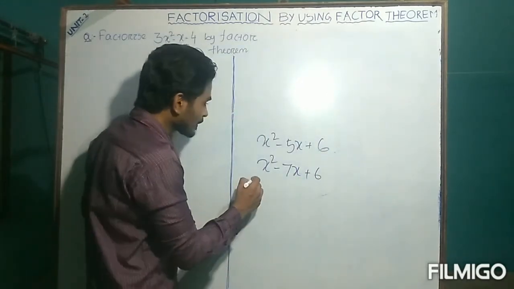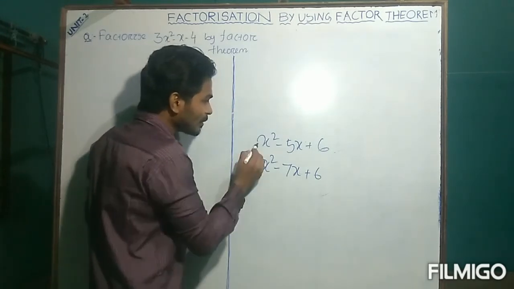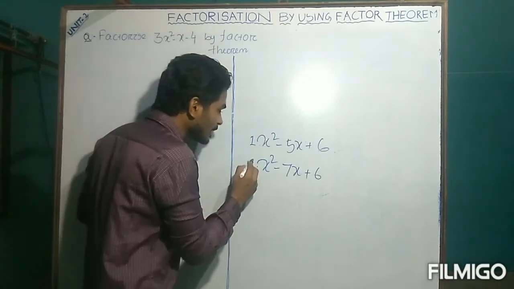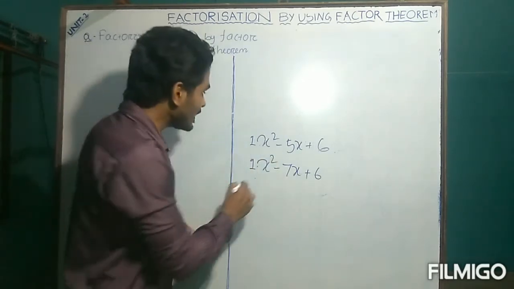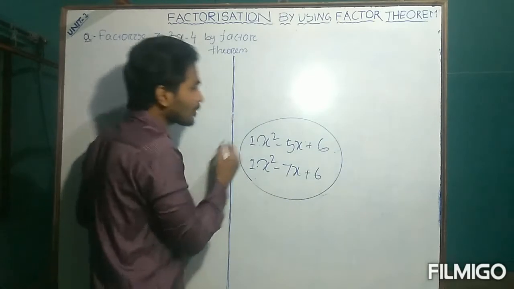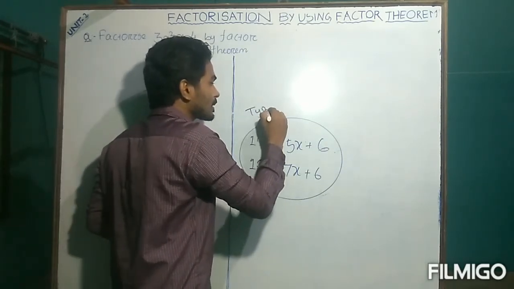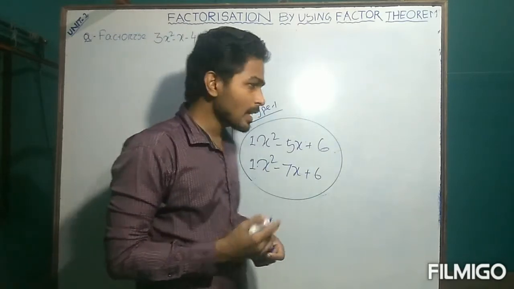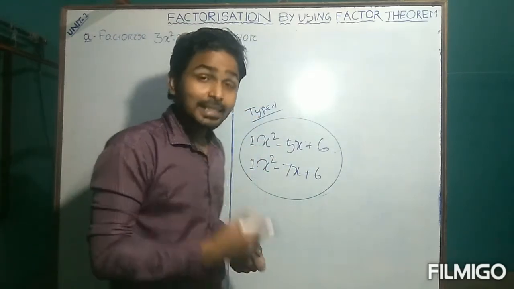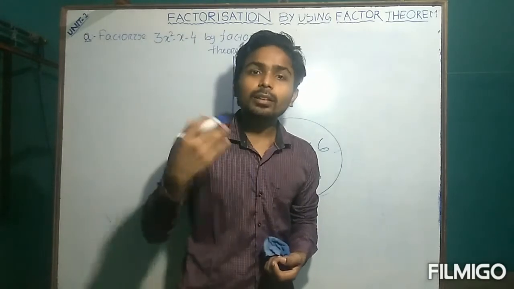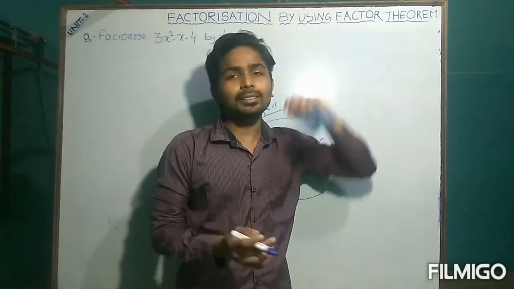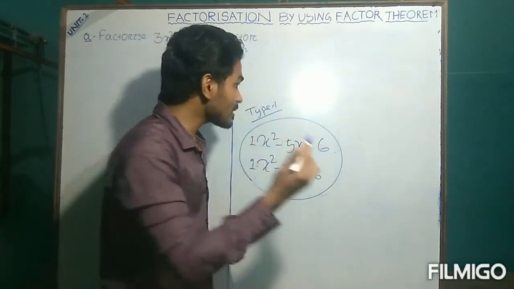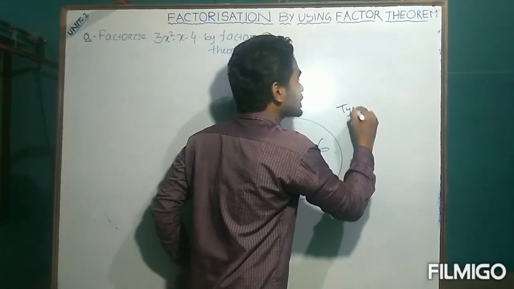And you can see in these two examples, the coefficient of x square is 1 here. Here also the coefficient of x square is 1. These two types of questions or problems are known as type 1 questions, that we have solved in the previous classes using the factor theorem. In these classes we will also factorize other quadratic polynomials using the same factor theorem, but the difference is that in these classes we will discuss type 2 examples.